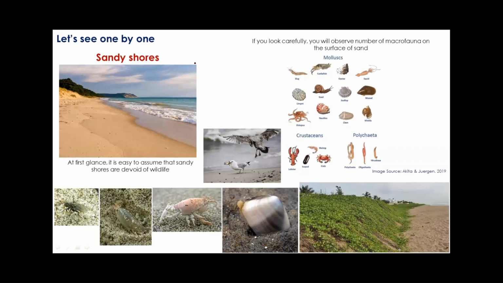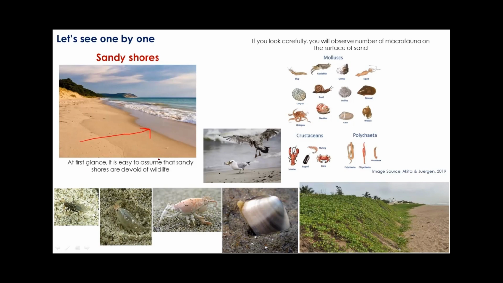Now assume that you are going to a sandy beach. What will you see? I know that many of you have a background in marine biology or have already visited the sea, so that may look very simple to you. But there are several people who have not been to the beaches or coastal areas. It is mostly for them: when you go to the beach, at first glance you can assume that sandy shores are devoid of wildlife, because it doesn't look like there is much diversity living on the sandy shores.